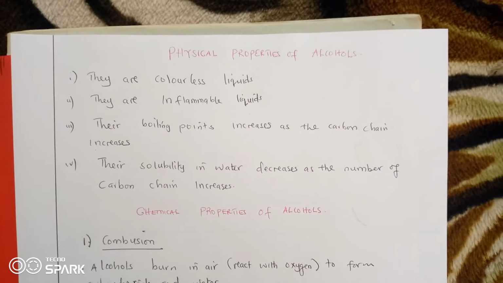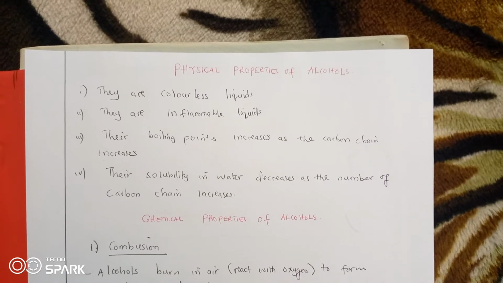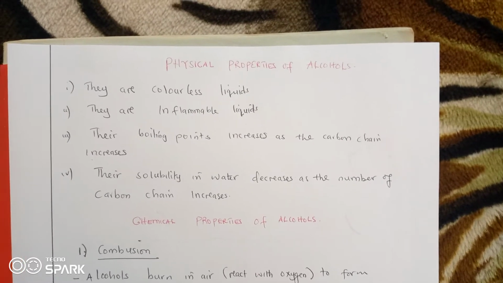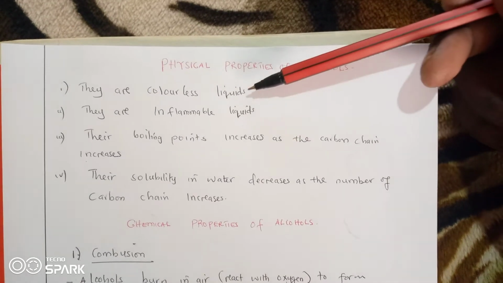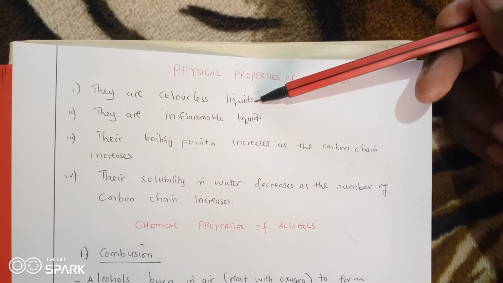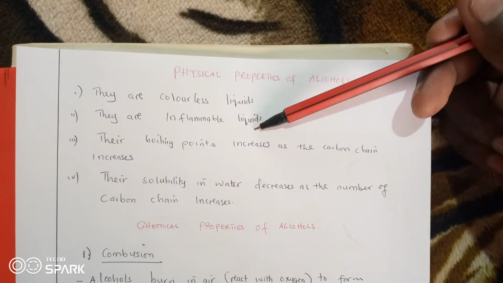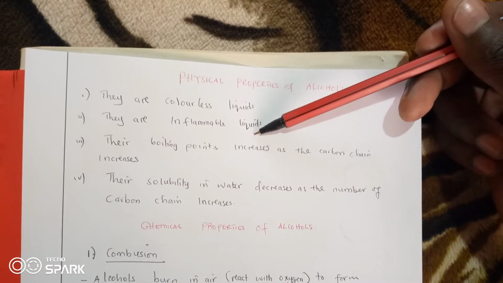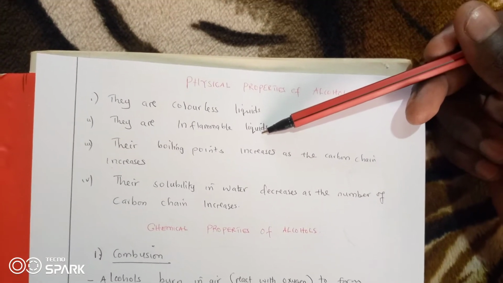Okay, today we look further at physical properties of alcohols. As you see clearly, the physical properties of alcohol: first, they are colorless liquids. They appear like water. Then they are inflammable liquids, alcohols. Most of them are inflammable.